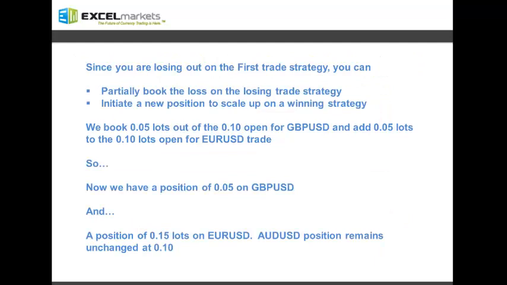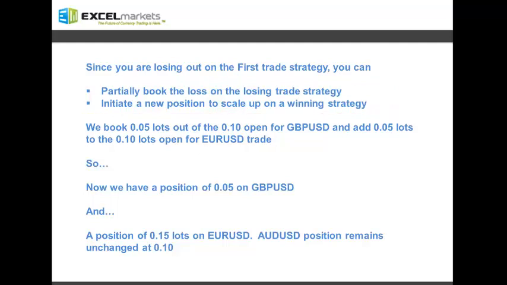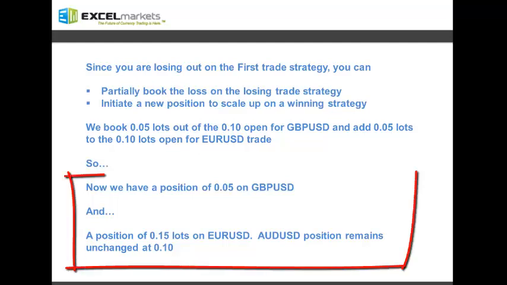Now, since you're losing out on the first trade strategy, you can partially book the loss on the losing trade and initiate a new position to scale up on the winning strategies. So we decide to book 0.05 lots out of the 0.10 open for the cable trades and add this 0.05 lots to the already open 0.10 lots for the euro dollar trade. So now we have a position of 0.05 on pound dollar and a position of 0.15 lots on euro dollar. Aussie dollar position remains unchanged at 0.10.